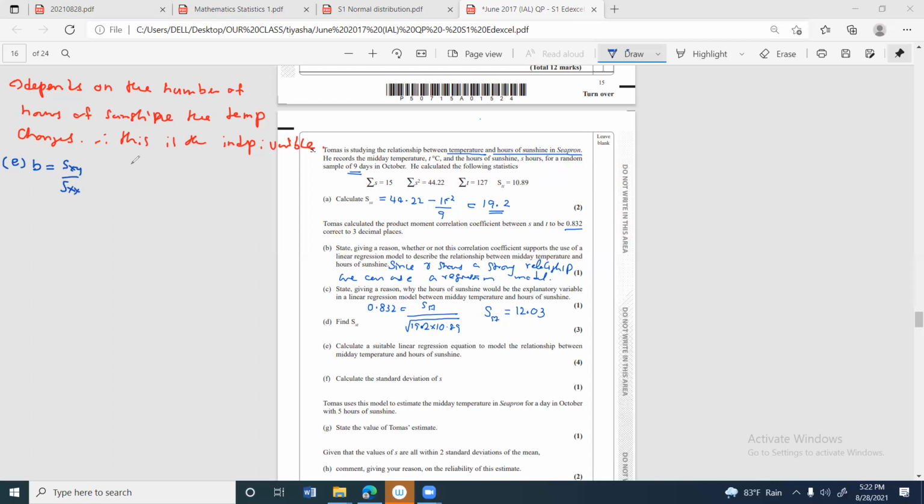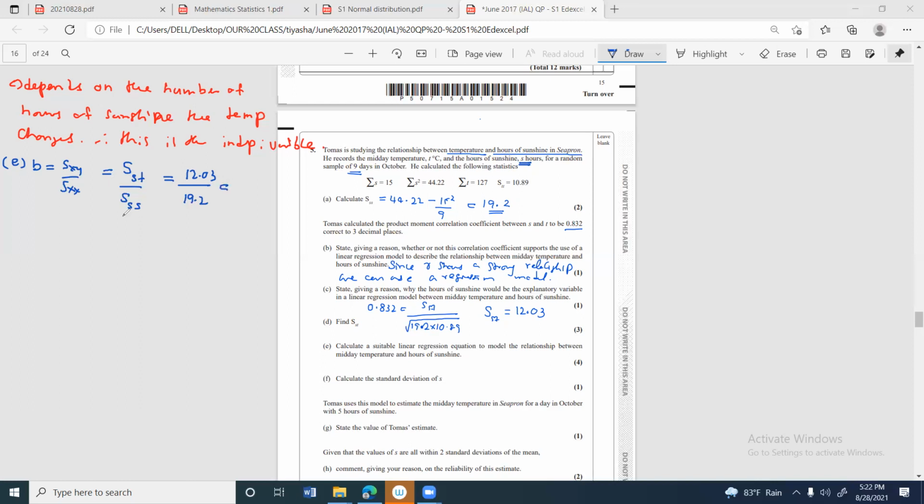According to this relationship, the X variable is what we call the number of hours. SST divided by, the independent variable is SSS. The temperature is the dependent variable, that is the Y variable, and the X variable is S. So we need to understand it clearly. SST we already found as 12.03, divided by SSS. SSS we already found as 19.2.